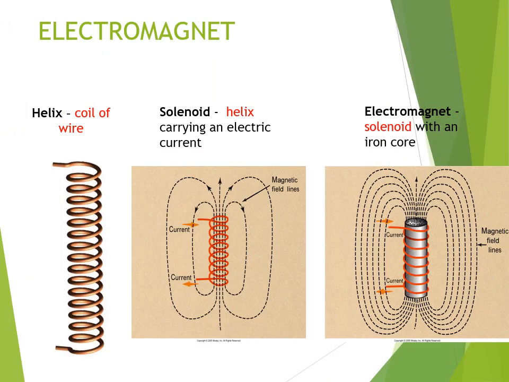So let's look at the difference between a helix, a solenoid, and an electromagnet. A helix is a coil of wire. A solenoid is a helix, which is a coil of wire, that orange thing, that carries an electric current. The electromagnet is a solenoid with an iron core. So the only difference between the three of them is that each one builds on the last. What they all have in common is the coil, but the solenoid has the electric current, where the electromagnet has an iron core and it has the electric current.